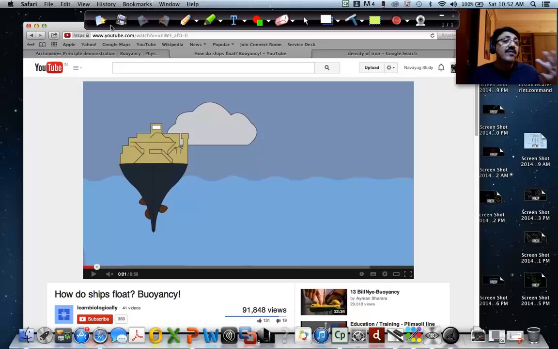Density of steel is 7,000 kilogram per meter cube. Density of water is 1,000 kilogram per meter cube. So which is more? Density of steel is more.